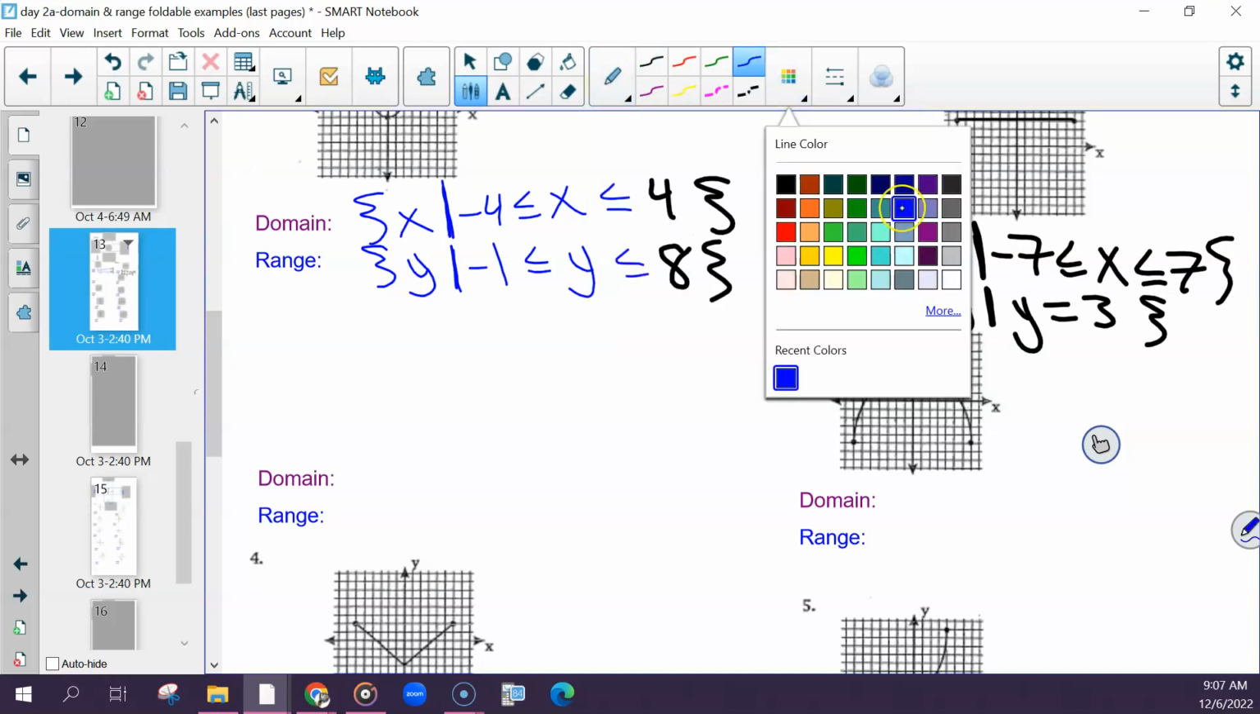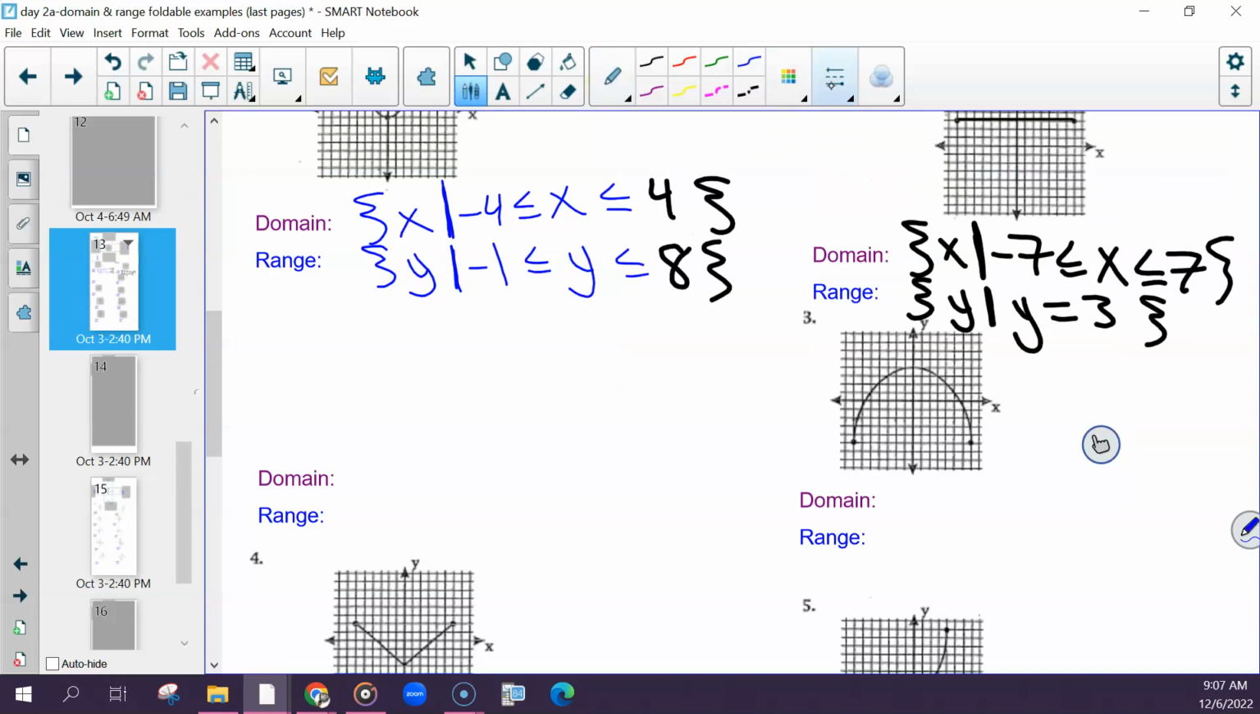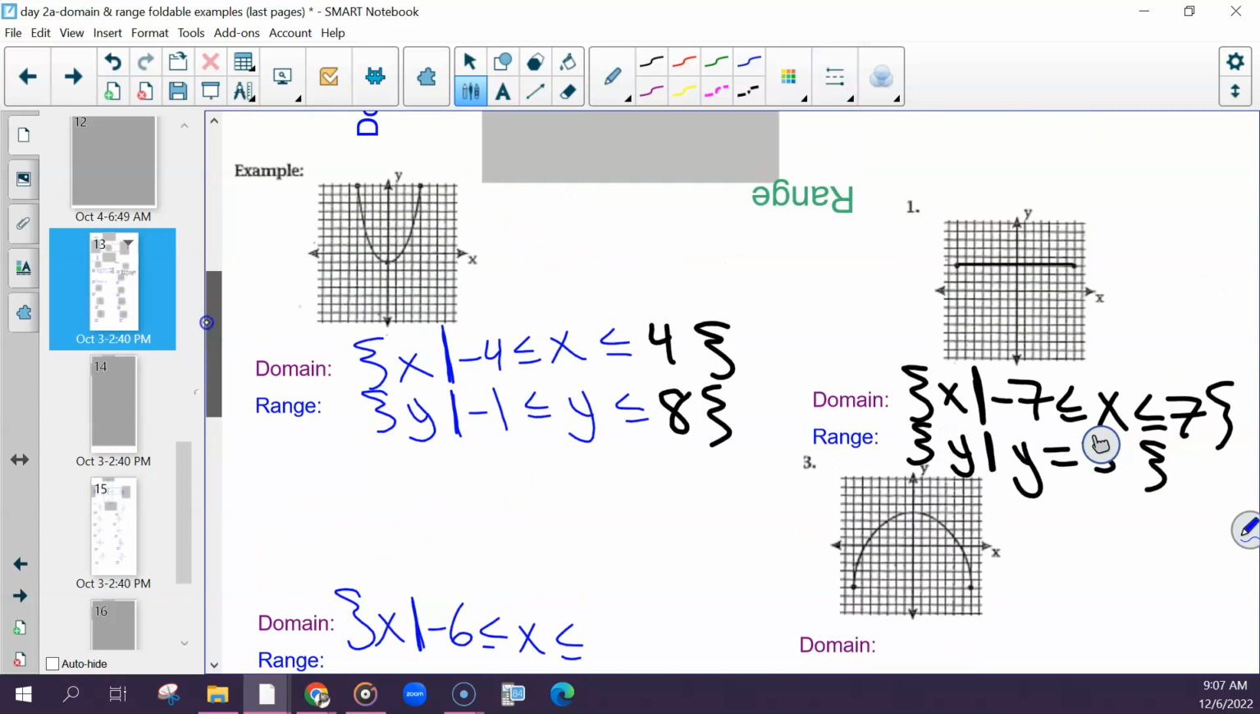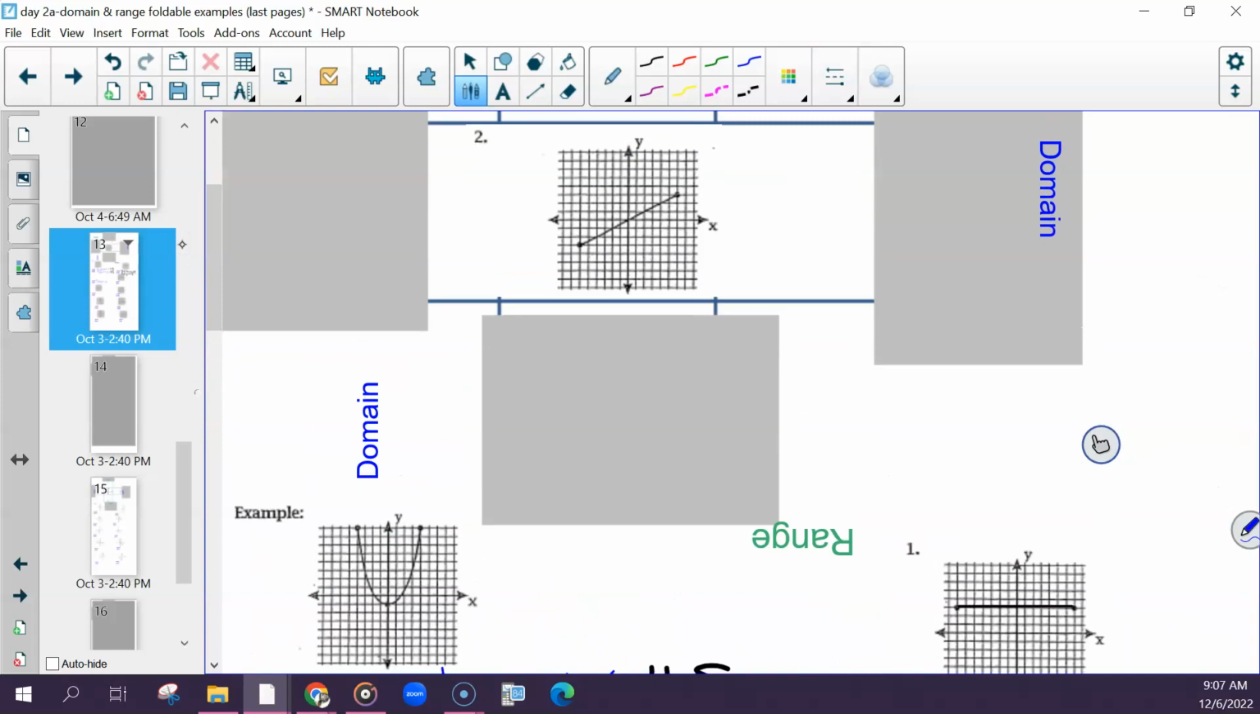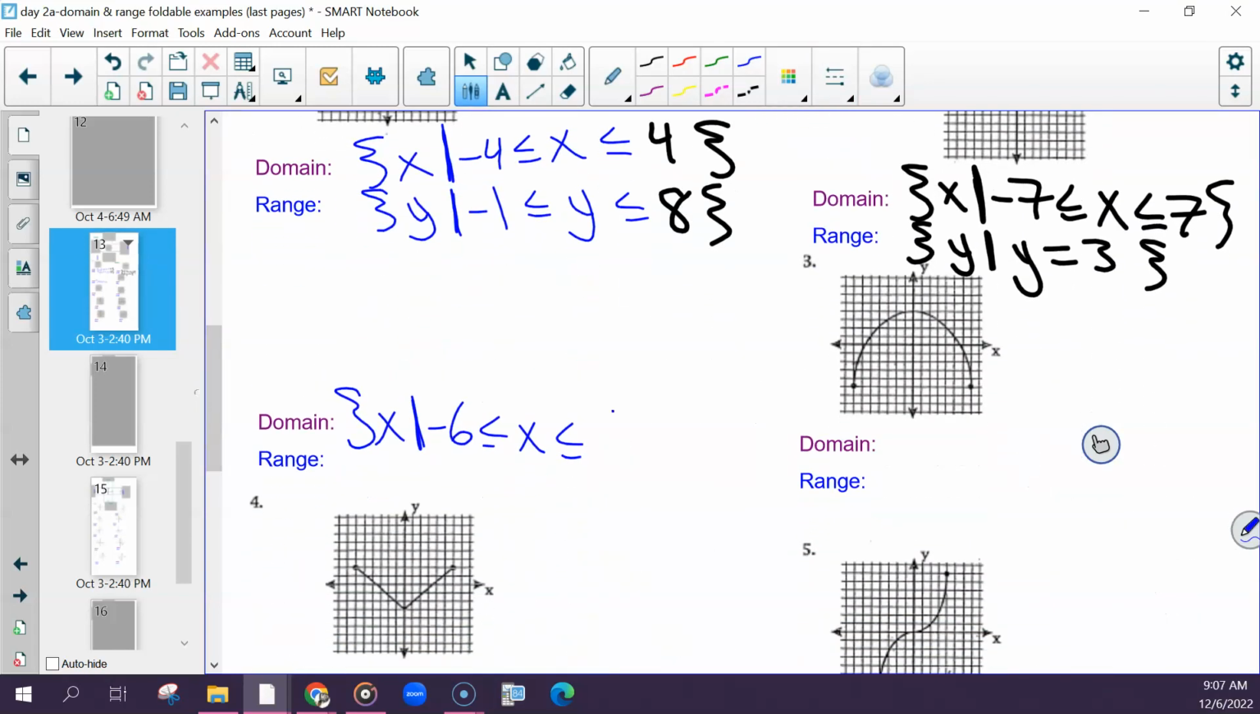And I would start writing this. How would I start writing this? What did I say? Otis. Curly brackets x, straight line, -6 is less than or equal to x, which is less than or equal to 6. Right. And 6 was the other side? Yeah. And then curly brackets at the end.